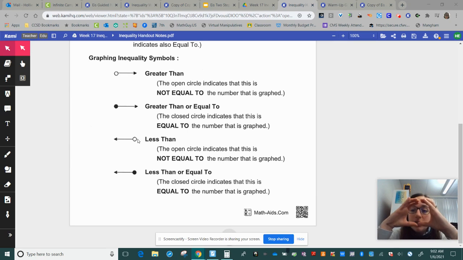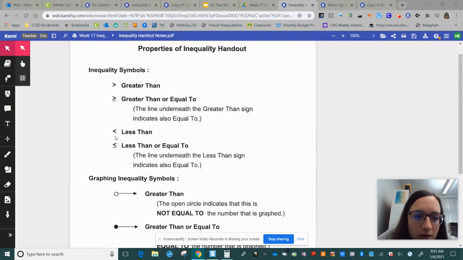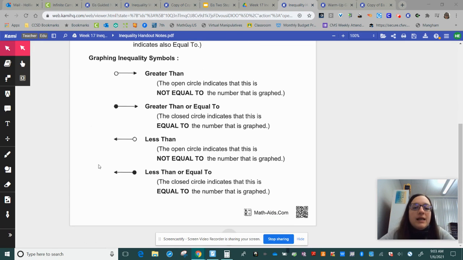That means our number that we have there cannot be a solution. It's not equal to that number, so we can't touch it. So it's going to be open. And if you look visually, see how there's no line underneath those? No line, no touching. All right. See how this greater than or equal to and less than or equal to have that or equal to line underneath? That means our solution could be true, so it's a solid dot. And we'll look at that more a little bit later.